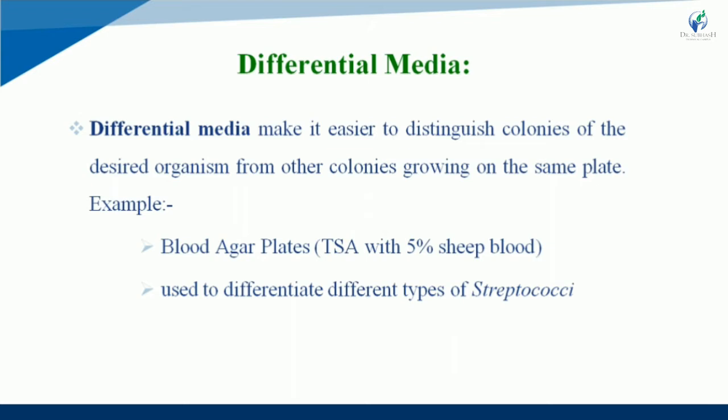So that is useful for distinguishing colonies of the desired microorganism. An example of differential media is blood agar plate with 5% sheep blood, which is used to differentiate different types of streptococci. So blood agar plate with 5% sheep blood is used to distinguish different types of streptococci microorganisms.